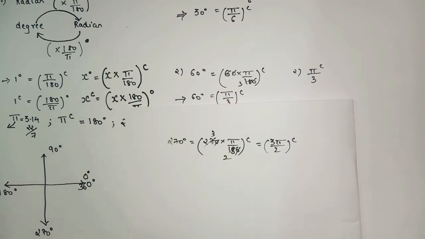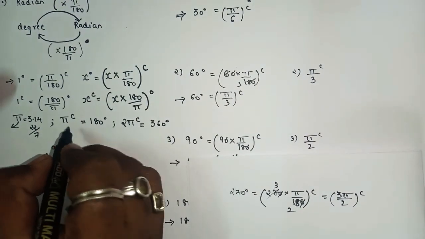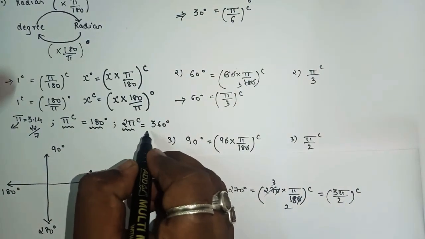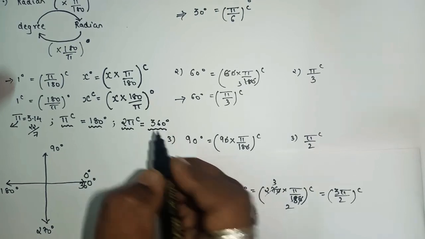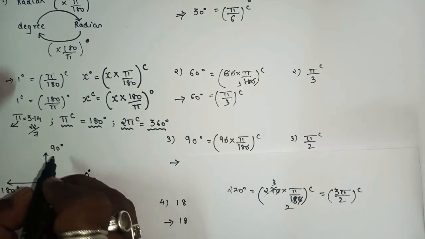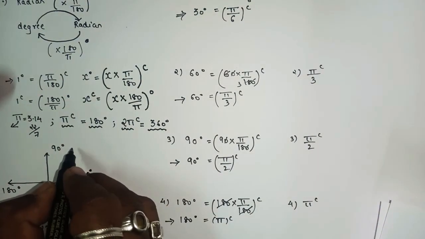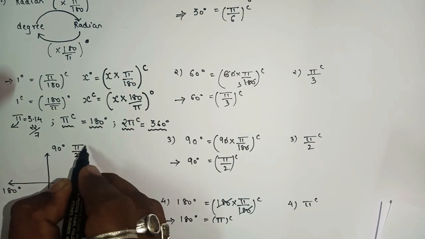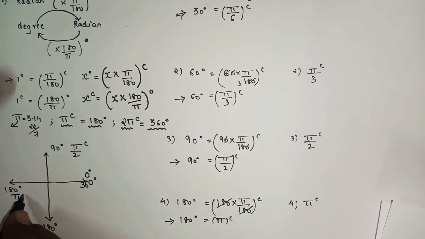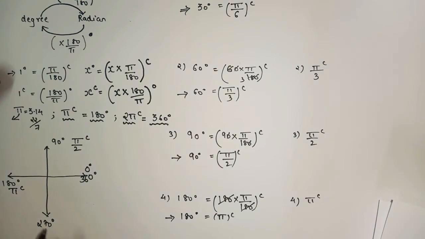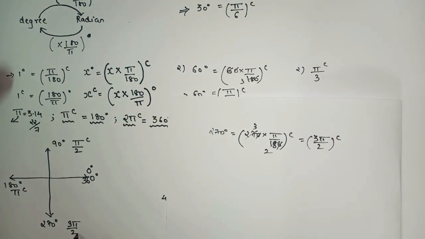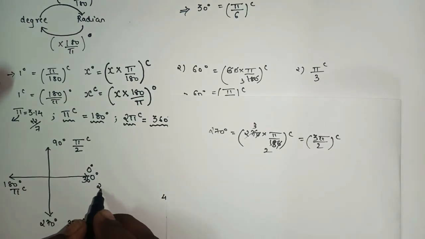Okay, and remember these two important things: pi c actually is 180 degree, and 2 pi c is known as 360 degree. So here 0 degree we can read as what, 0 radian. 90, just now only we saw 90, we can read as pi by 2 radian. 180 we can read as pi radian. 270, just now only we saw 270, we can read as 3 pi by 2 radian. And 360 we can read as 2 pi radian.